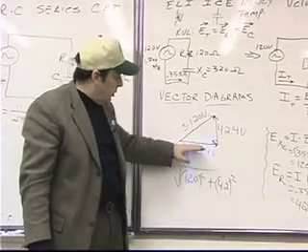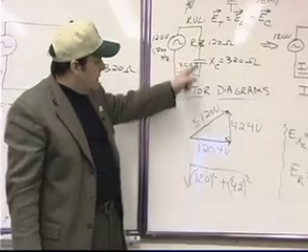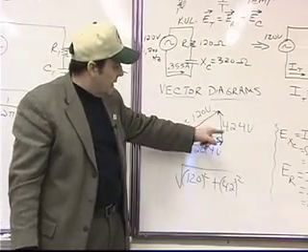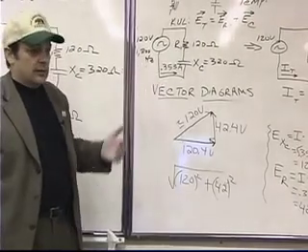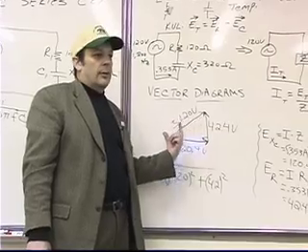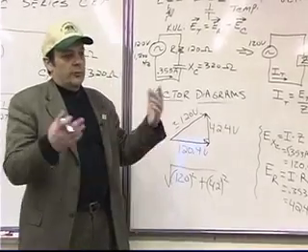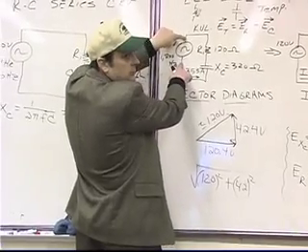The horizontal component representing the voltage drop across the resistor, the vertical component representing the voltage drop across the reactance. And in this case, it's a capacitive reactance. And then the hypotenuse representing the voltage drop, or the voltage that we would measure if we went right to the source. Okay?